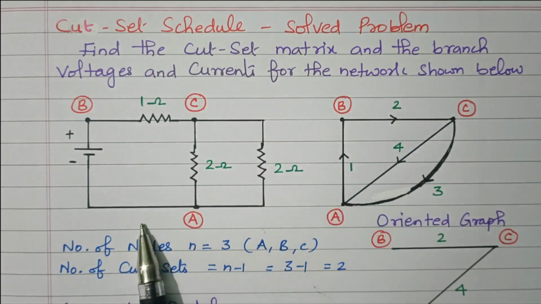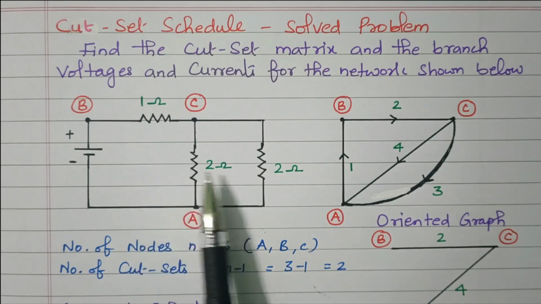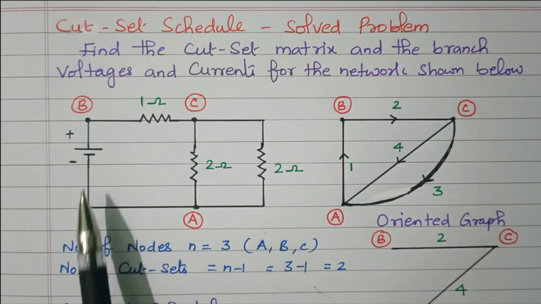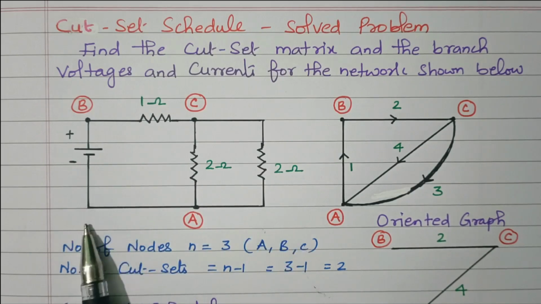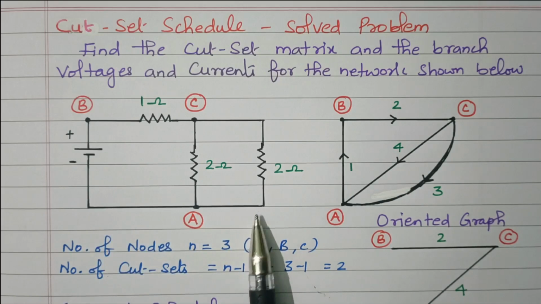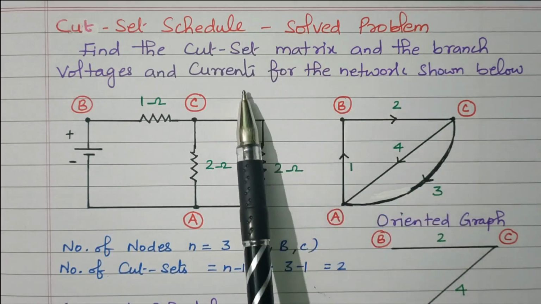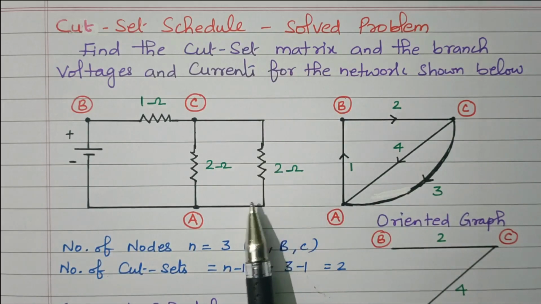So this is the network given. Network is nothing but connection of the network elements. Here three resistors are available and one voltage source is available. It is connected together, it's called a network. The question is we need to find the branch voltage and branch current.